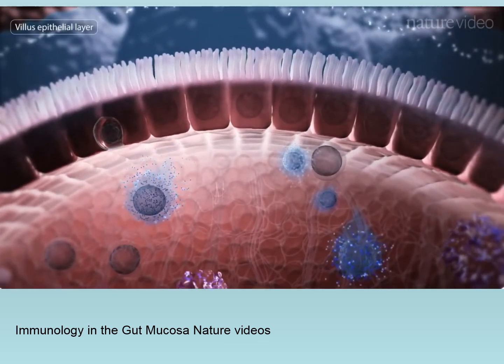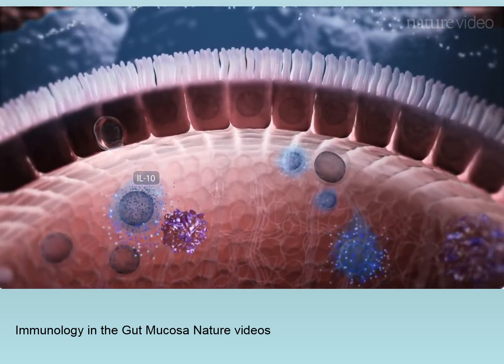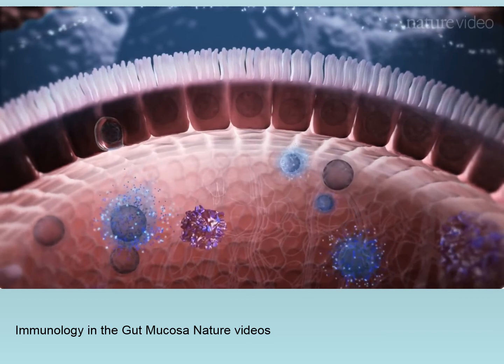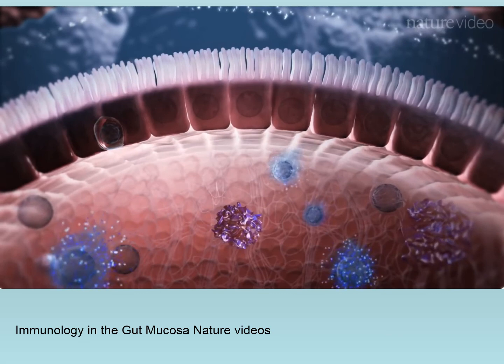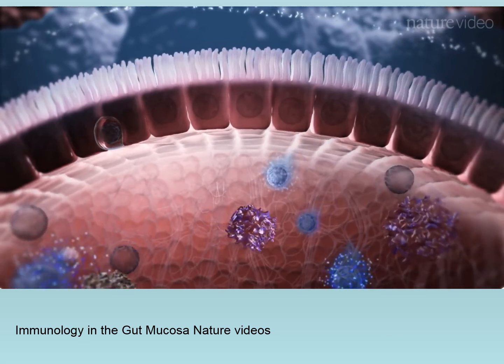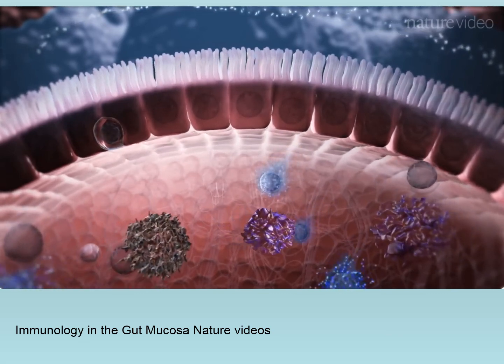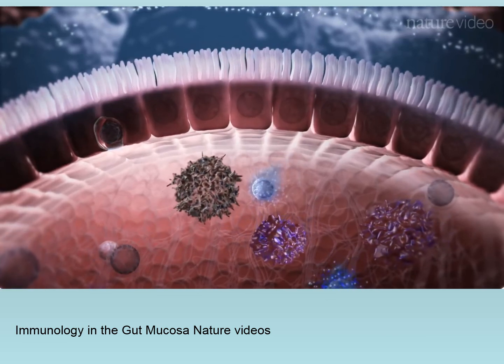Here, the Tregs secrete a molecule called IL-10, which exerts a suppressive action on immune cells within the lamina propria and upon the epithelial layer itself. IL-10 is therefore critical in maintaining immune quiescence and preventing unnecessary inflammation.